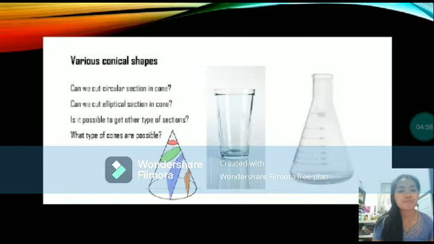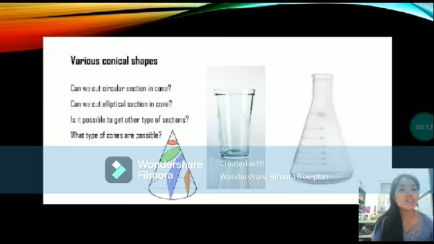Okay, let's continue. So various conical shapes. Can we cut circular sections in a cone? Can we cut elliptical sections in a cone? Is it possible to get other types of sections? And what types of cones are possible? So take a look at the figure.